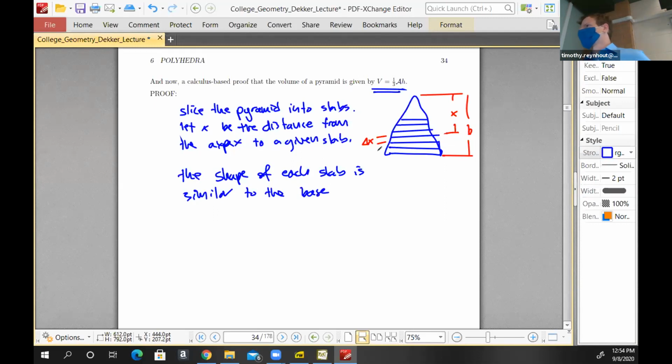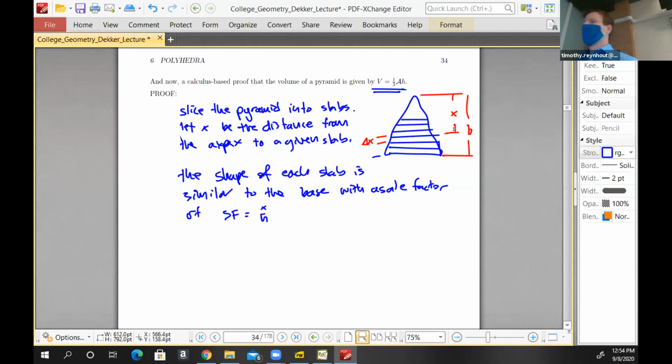Okay, so if we consider the base, then as we move upwards, each slab is going to be the same shape. They're just getting smaller and smaller as we move up. So the shape of each slab is similar to the base with a scale factor of SF equal to x over h.